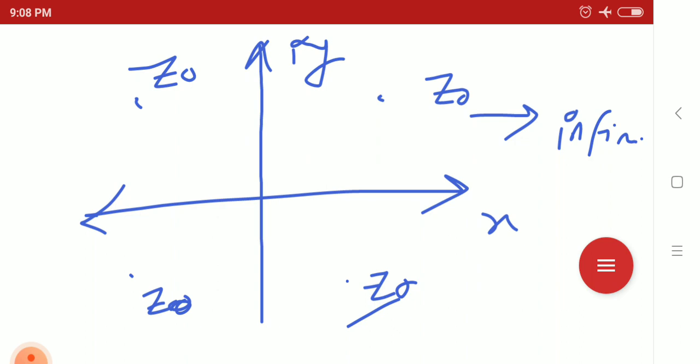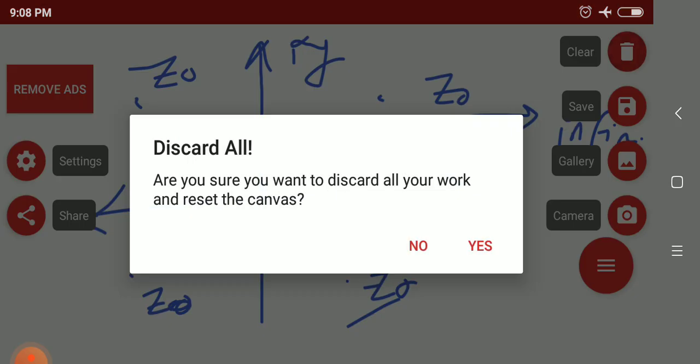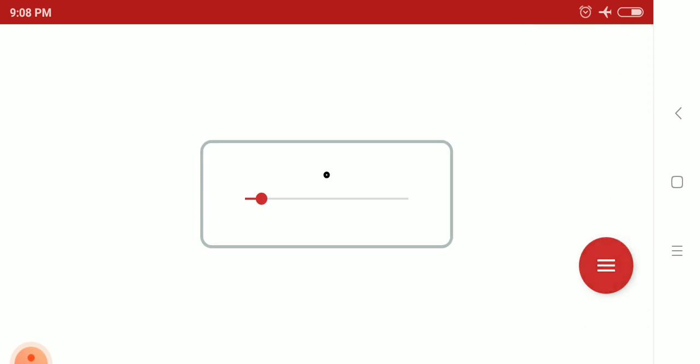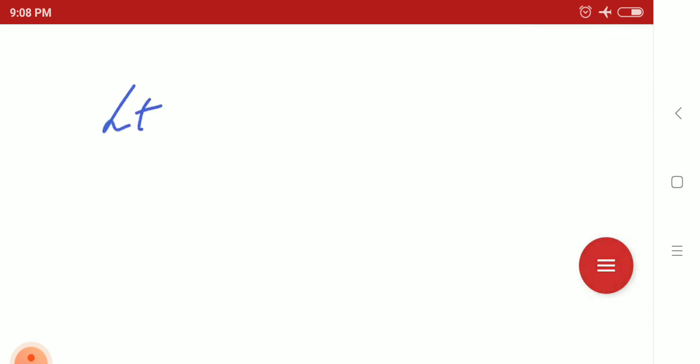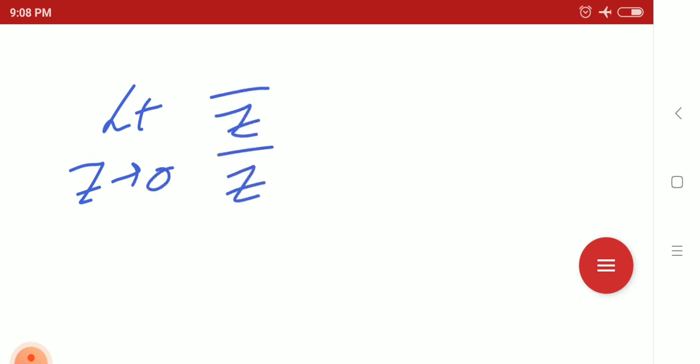Let's take an example, then you will be more clear. Suppose limit z tends to 0 of z bar divided by z. You have to prove this.